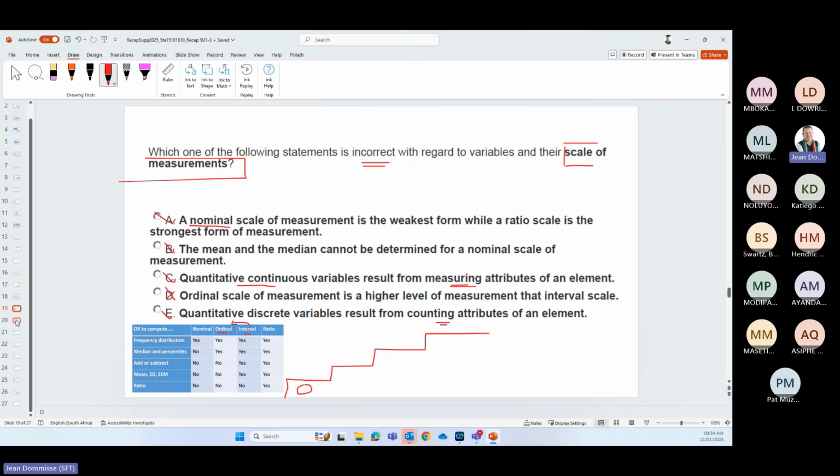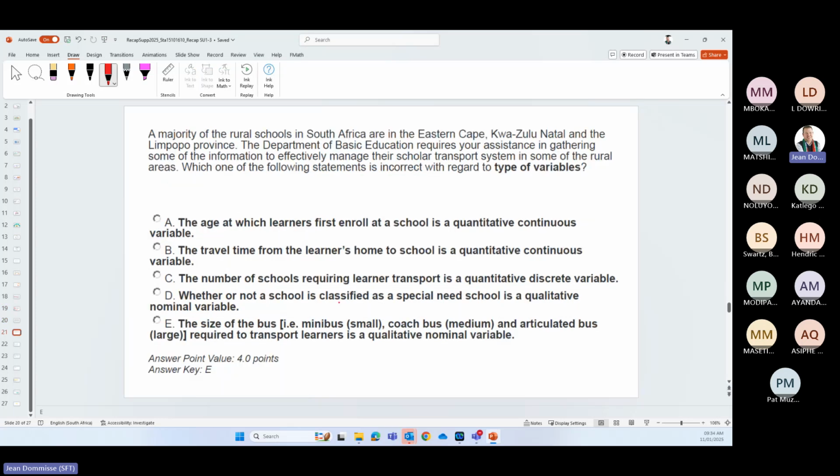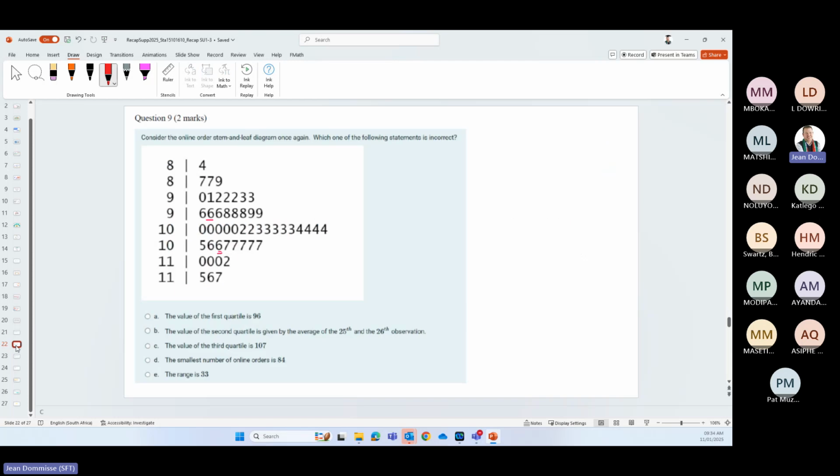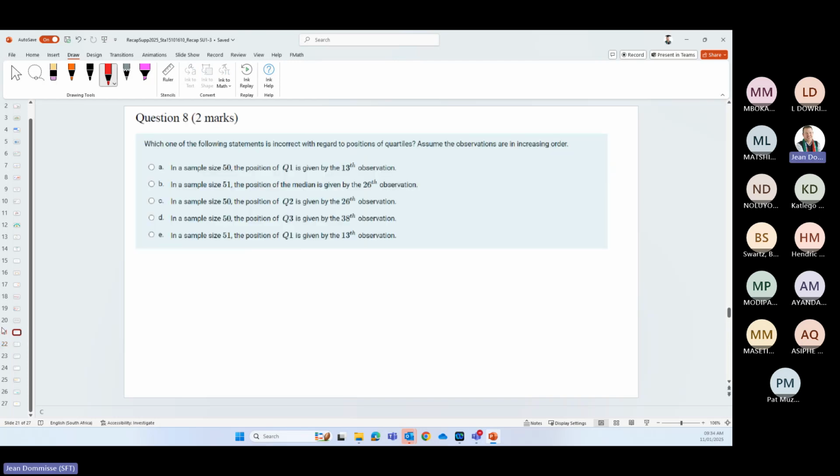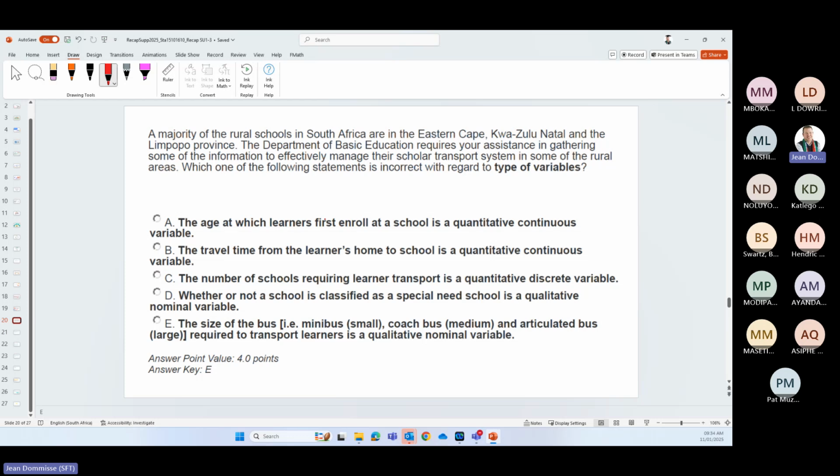Okay, so let's go into the next one. I think this is the last one of study unit one. The majority of rural schools in South Africa, in the Eastern Cape, KZN and Limpopo, the Department of Basic Education requires your assistance in gathering some of the information to effectively manage their scholar transport system in some of the rural areas. Which one of the following statements is incorrect with regard to type of variables?